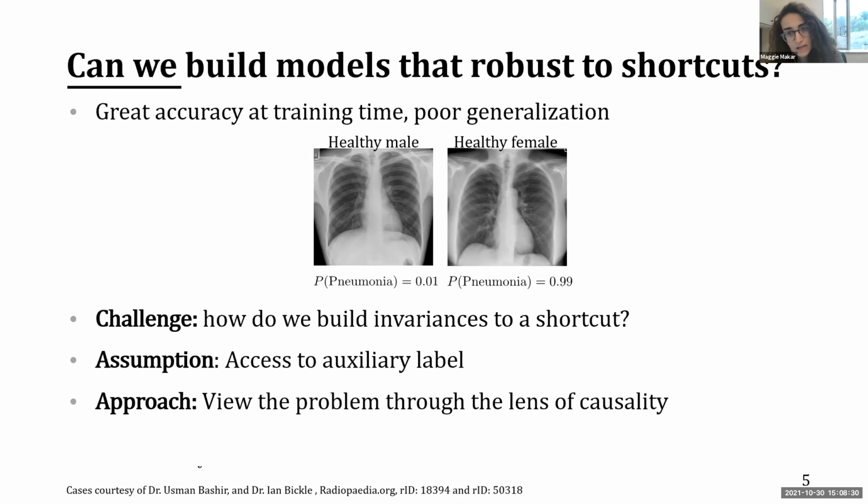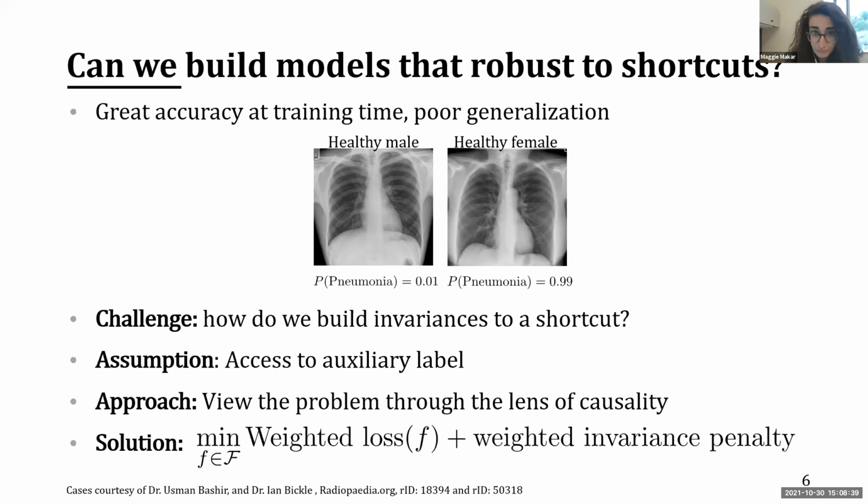The key idea is that we're going to look at this problem through the lens of causality, and pull ideas from causality to improve this prediction problem. This approach will take us to a solution that looks similar to things we've already seen in existing literature, where we end up minimizing something like the prediction loss while imposing an invariance penalty. While this looks similar to other approaches, there are key distinctions that are motivated by our causal view of the problem.